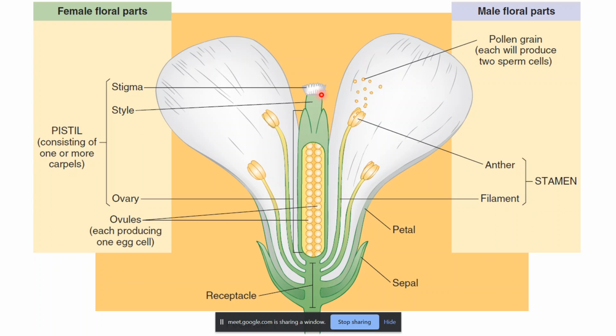Stigma. Stigma is the opening at the top of the carpel. Then style. Style is usually longer than this. Style is the neck of the carpel. And then ovary. Ovary is the place where the ovules are located, and each ovule will produce an egg cell.